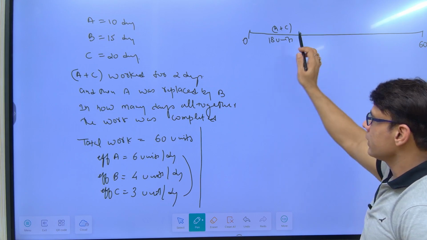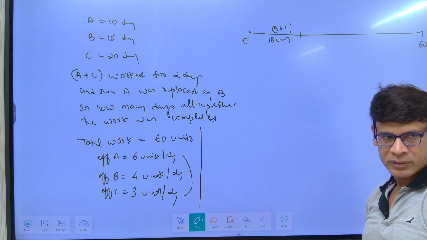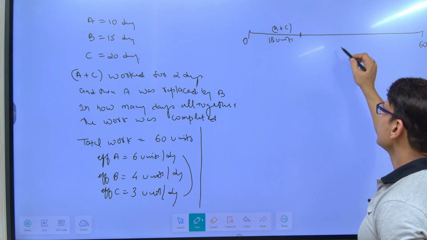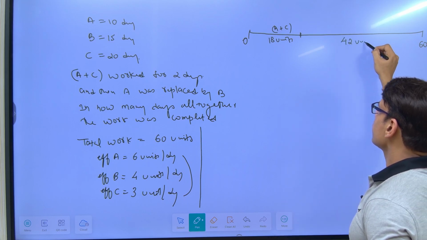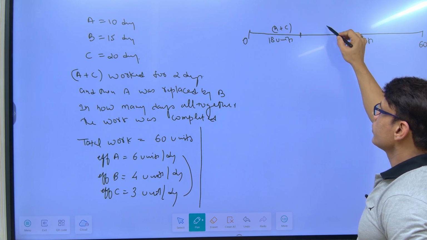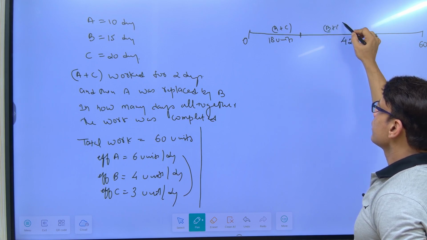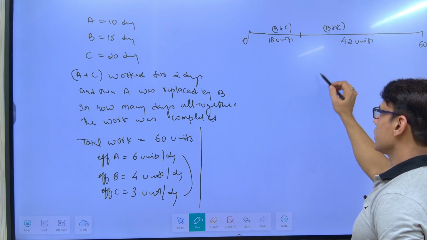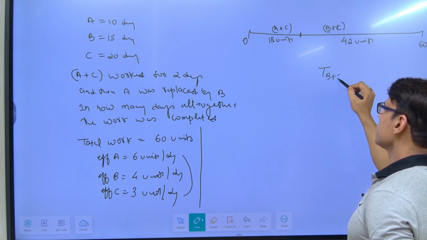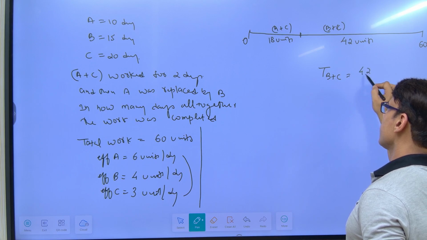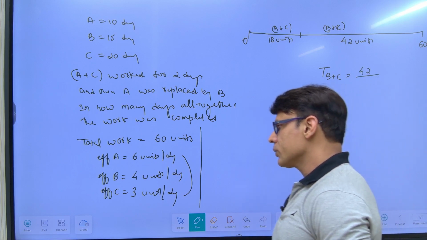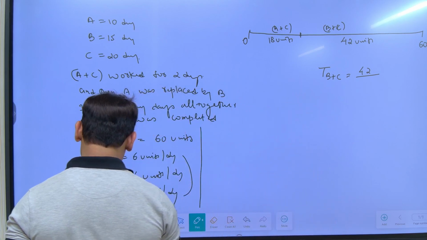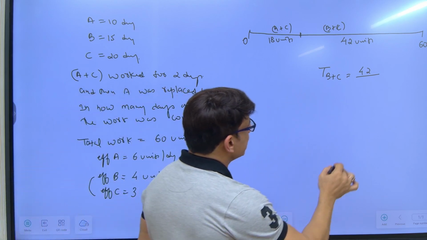So 60 minus 18 is what? 42. So remaining work is how much? 42 units. And now who is working this work? B and C. So what is the time taken by B plus C to finish this work? Work is 42 units. And combined efficiency of B plus C is what? 7.